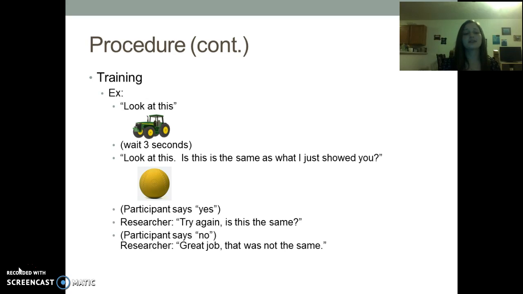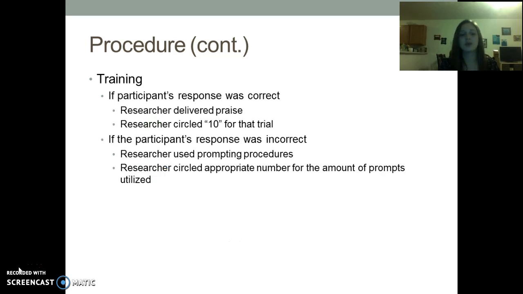However, if they showed a tractor and then a ball, and the participant said, "Yes, that was the same," the researcher would use prompting strategies. So they would say stuff like, "Try again, is this really the same?" And the participant would have to eventually have the correct response. After a correct response was emitted, again, the researcher would deliver praise and feedback.